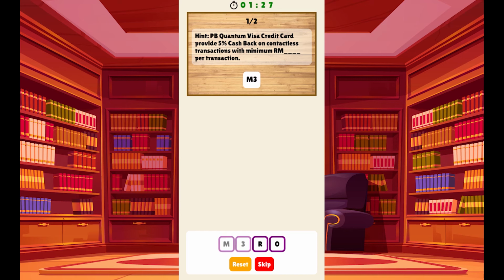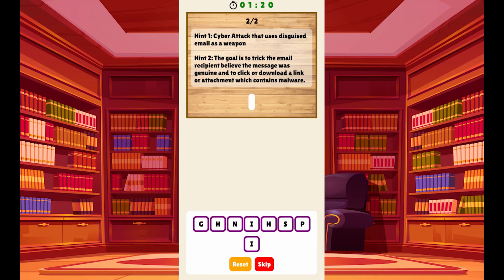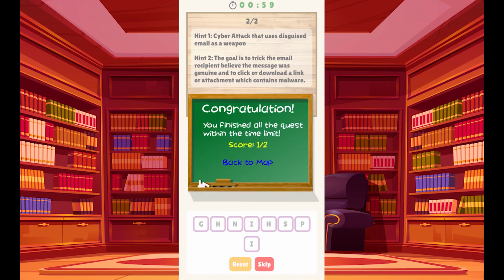If you could not figure out what is the answer, and wish to proceed to the next question, you may do so by tapping on the Skip button below. However, you are unable to return to the question that you have skipped previously. The strategy to get higher score is to solve as many questions as possible within the time limit. Good luck and enjoy the game.